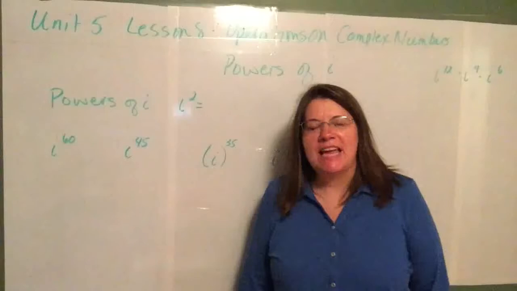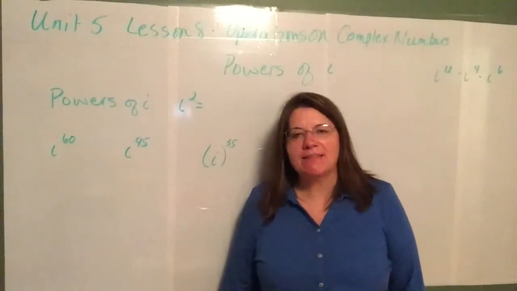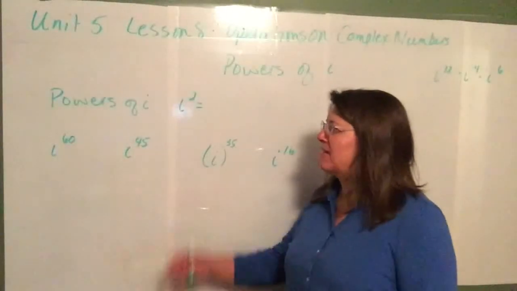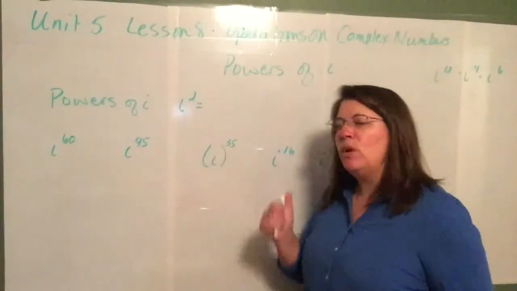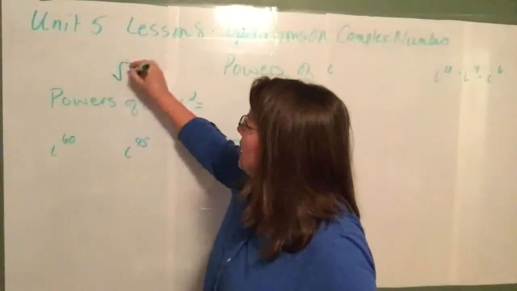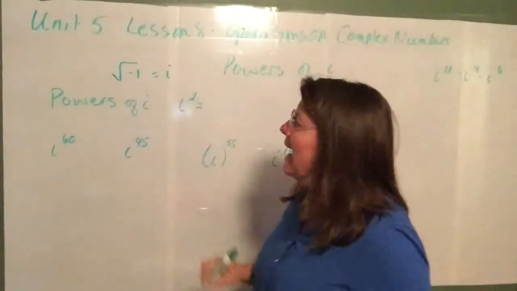This is Unit 5, Lesson 8. We're going to talk about complex numbers and powers of i. We're going to start with powers of i because I think that would be a good thing to start with. We just learned that the square root of -1 is i.